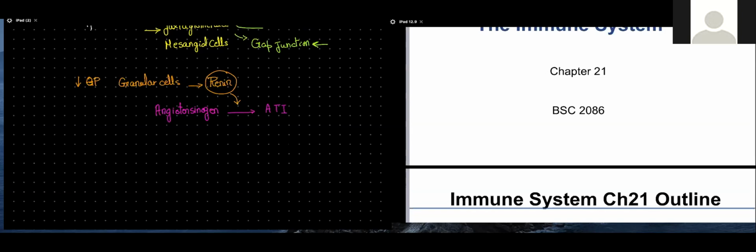Angiotensin 1 is not the active form of the hormone that has an effect. Angiotensin 1 needs to be converted into angiotensin 2. And the enzyme that allows this to take place is called angiotensin converting enzyme, which is actually released from the endothelial lining of my capillaries.